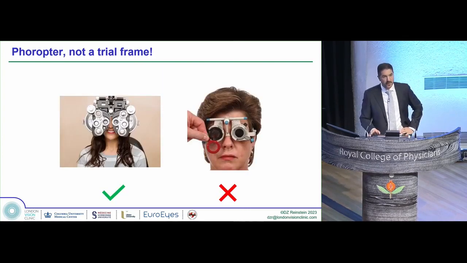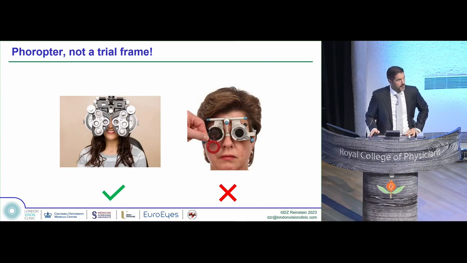This technique can only be done with a phoropter. It can't be done with a trial frame. You'll see why in a few minutes. And secondly, you can't use an electronic phoropter. It has to be a mechanical phoropter. So you've got to go a little bit old school, but not really old school. Okay.